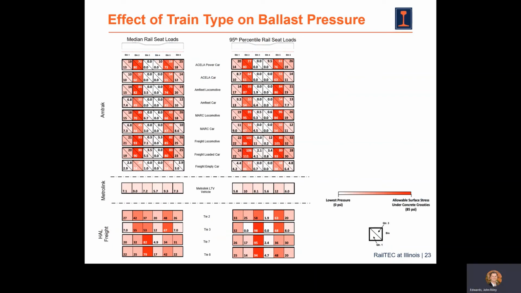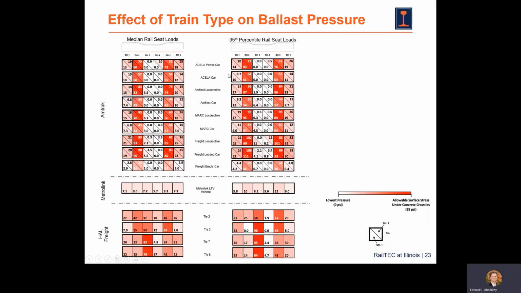And looking at the plan view, the unique difference between the Amtrak Northeast Corridor site, the St. Louis Metrolink site, and the heavy axle load freight site is the distribution of the ballast beneath the cross tie and how that changes the pressure. At the heavy axle load freight site, we saw more center-bound conditions, and you can see that as shown in a couple of the cells that are highlighted in these four ties down here.